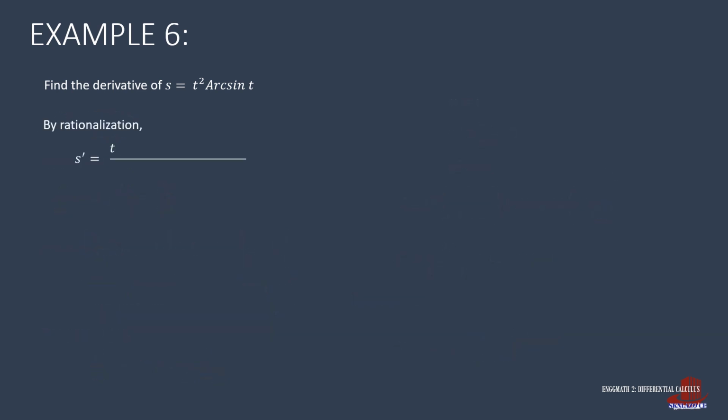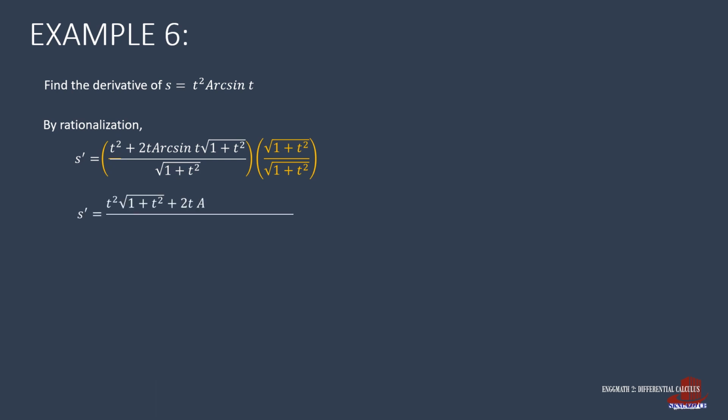With the radical sign in the denominator, we rationalize to take it out, so we multiply the whole s prime equation by the root of 1 plus t squared on both numerator and denominator. So the denominator will be 1 plus t squared. The root is then distributed among the terms in the numerator. With a little arrangement, we get the final s prime as t squared times the root of 1 plus t squared plus 2t times the quantity of 1 plus t squared, and again multiplied by arcsine of t. Everything is over 1 plus t squared.